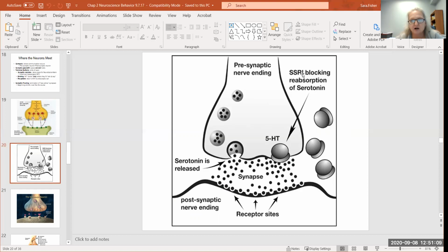This is an SSRI, a selective serotonin reuptake inhibitor. The reason it's called selective serotonin is because there are lots of different serotonins. In this case, it is Prozac, Paxil, fluoxetine, and it is blocking the recycling. So instead of these extra molecules going back up and being recycled, it's sitting here and blocking it so it doesn't get recycled, right?